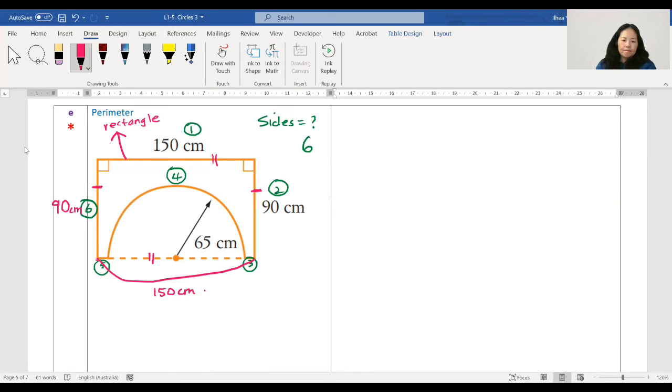Now, I want to know about these two little sides, 3 and 5. How are we going to find that out? The top one is 150, right? So this whole thing has to be 150, okay? So this top and the bottom side has to be 150. And when I look at it, I have a radius here.